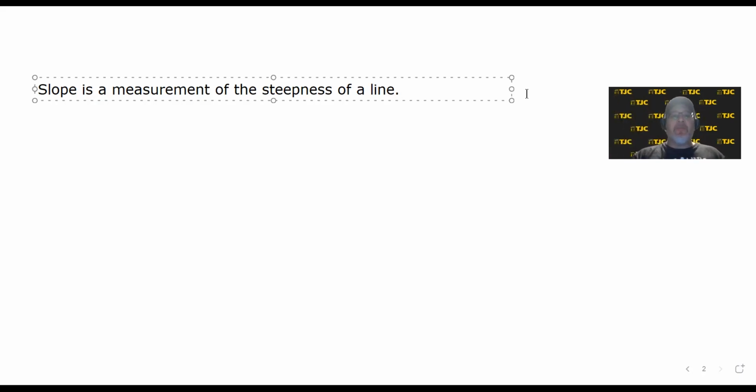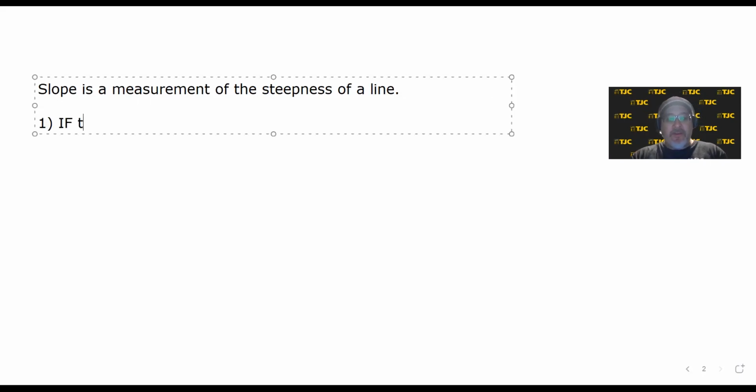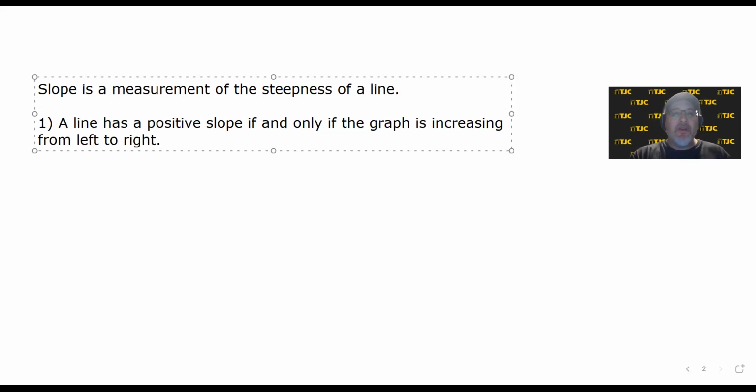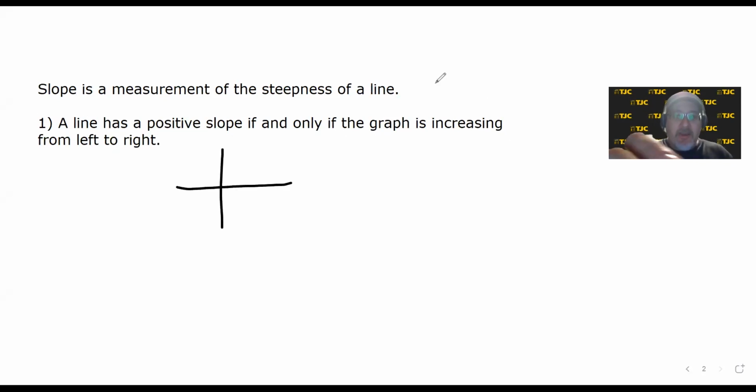Now, there's a few things we should talk about with slope before we get to formulas and everything. Number one: a line has a positive slope if and only if the graph is increasing from left to right. Translation: if you have a line and it is going up as you move from left to right, then it has a positive slope. And vice versa.